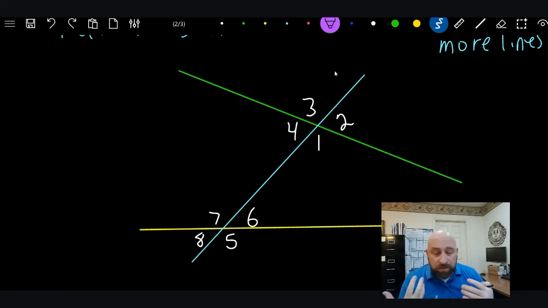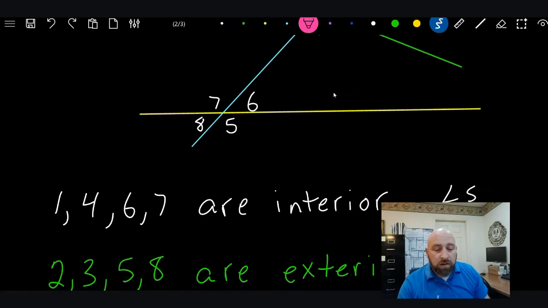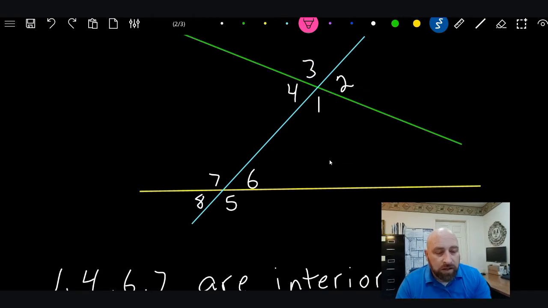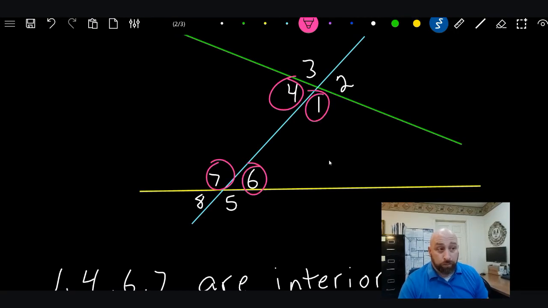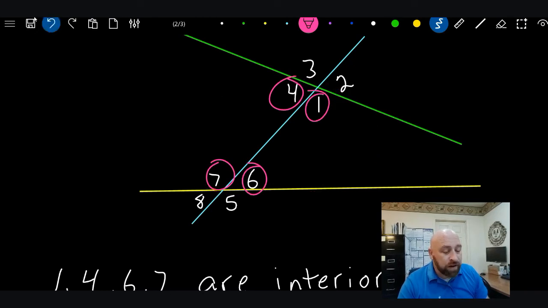Now let's talk about some things with the transversal line. These are going to be very important for you. So let's try to pay attention here as we go through these different things. The first thing, 1, 4, 6, and 7 are interior angles. So look at this 1, 4, 6, and 7. Those are interior. Why? Because they're on the inside. Okay? They're interior. Very important that you understand that concept.